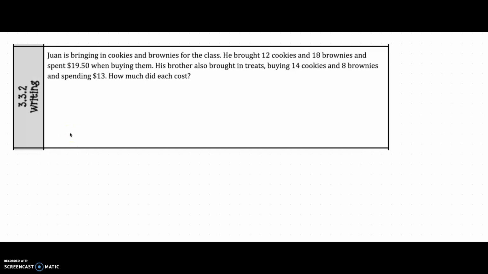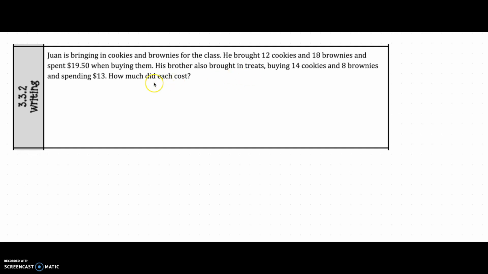In this video, we're going to go through Learning Target 332, which is talking about writing and solving some systems of equations. So we have a story. It says Juan is bringing cookies and brownies for the class. He brought 12 cookies and 18 brownies and spent $19.50 when buying them. His brother also bought treats, buying 14 cookies and 8 brownies and spending $13. How much did each cost?